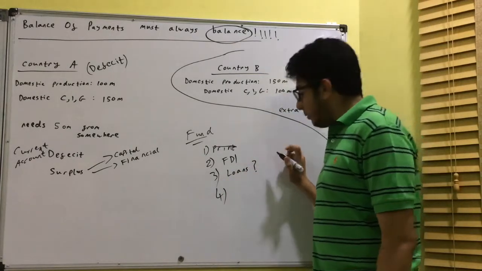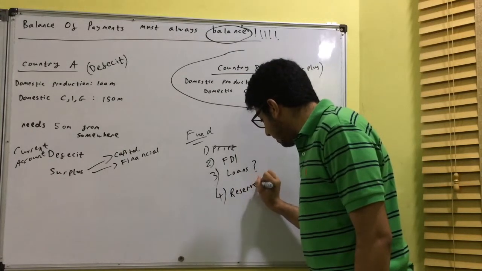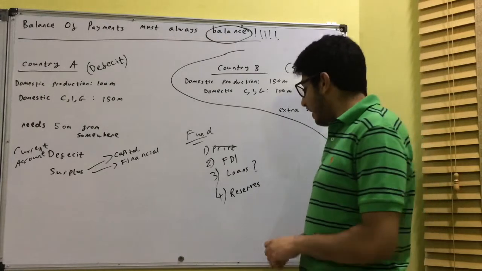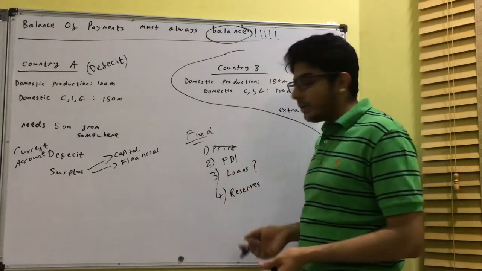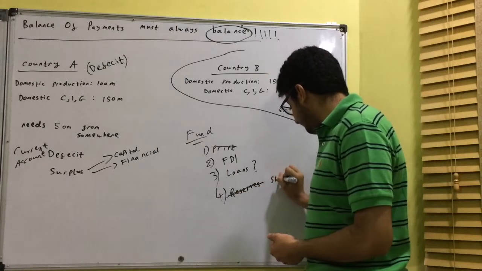Number 4, you can use your reserves, your gold reserves or your foreign currency reserves. Okay? But those are going to run out. So that's only a short-term solution. So we don't like that one.